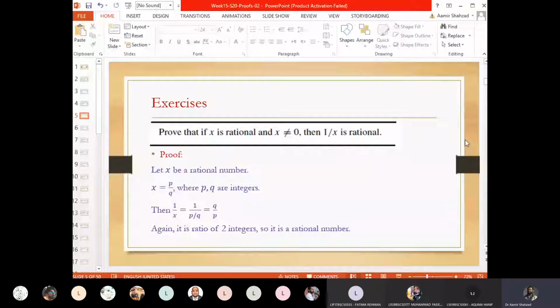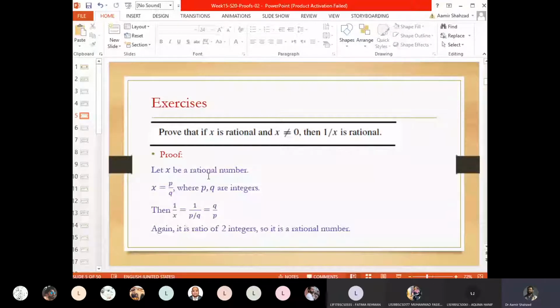So the reciprocal number is called the multiplicative inverse. Multiplicative inverse, because when we multiply x with its multiplicative inverse, we get the multiplicative identity, which is 1. So x times 1 over x, we know it's 1, which is the multiplicative identity. So एक rational number का multiplicative inverse rational होता है. x का multiplicative inverse 1 over x is also rational.